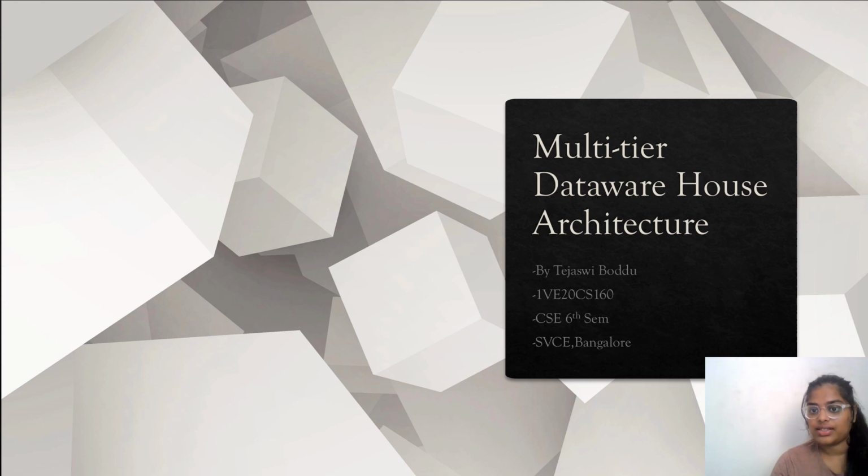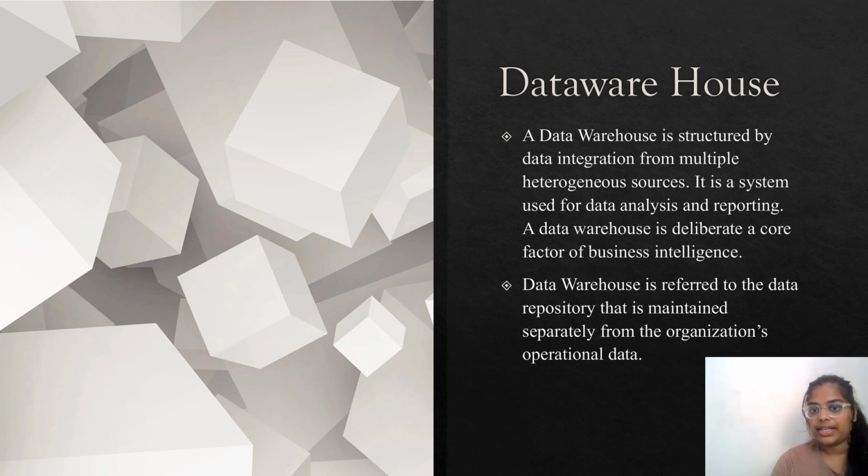Today we are going to discuss the topic multi-tier data warehouse architecture. Before getting into the topic, let us know what a data warehouse is. A data warehouse is structured by data integration from multiple heterogeneous sources. It was defined by Bill Inmon in 1990. The data warehouse is an integrated, subject-oriented, time-variant and non-volatile collection of data.